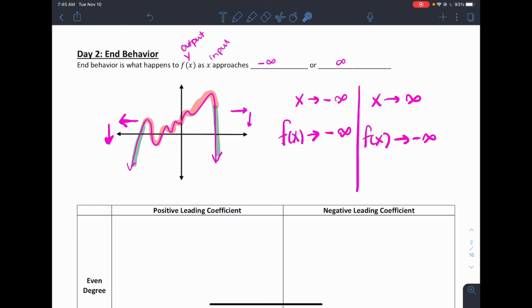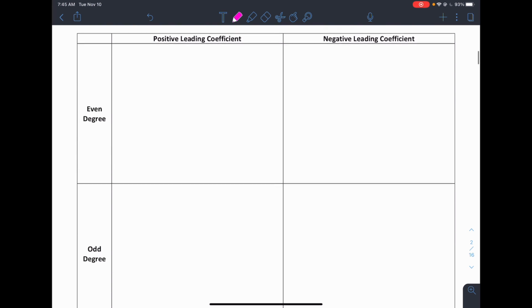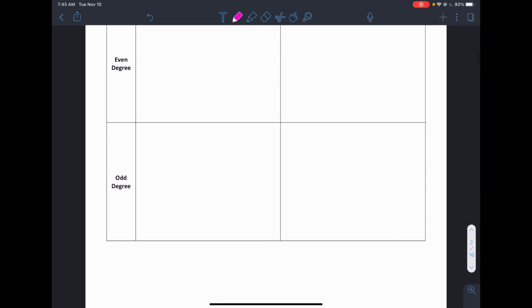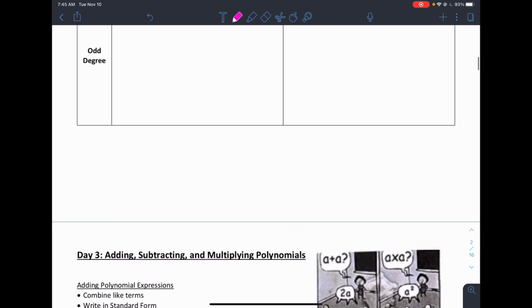That's great, but we can tell the end behavior of a function without seeing its graph. We can infer what the graph looks like just by knowing two things: its degree and the leading coefficient. Before we fill in this chart, I want to give you an explanation as to why.